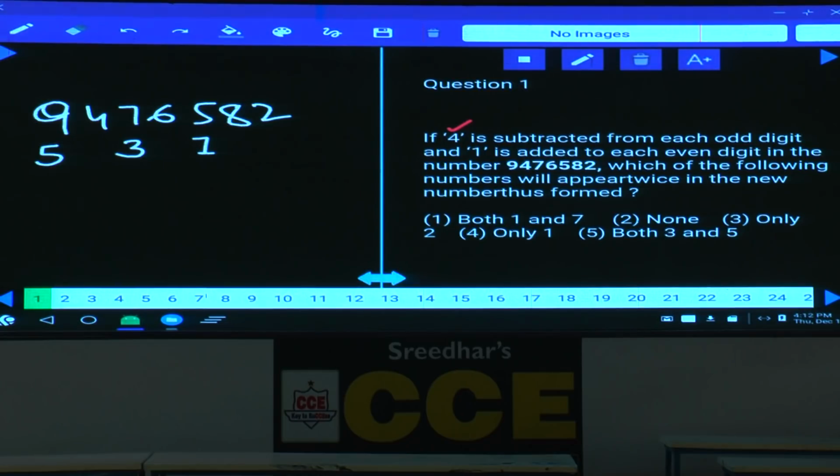And 1 is added to each even digit. Now 4 plus 1 is 5, 6 plus 1 is 7, 8 plus 1 is 9, and 2 plus 1 is 3. Now tell me how many digits remain in the same place? None, sir. How many numbers will appear twice in the given new number? Now 5 is one and another 3 is the other. So these are the only 2 numbers which are repeated twice. 3 and 5, that is choice 5.